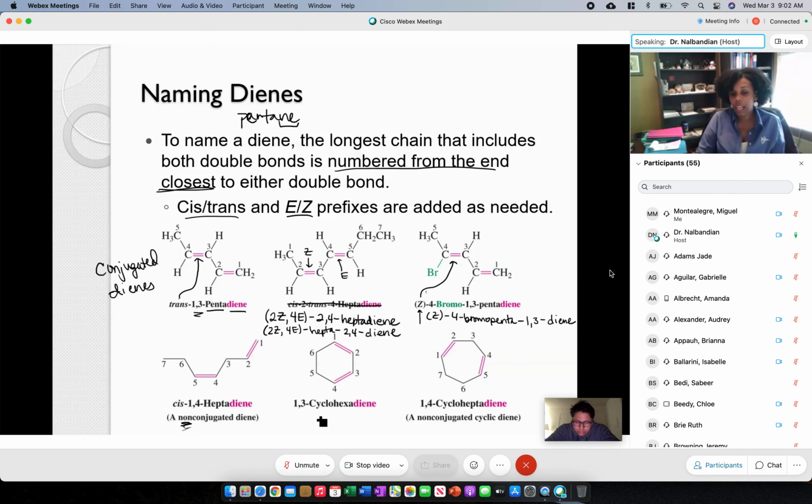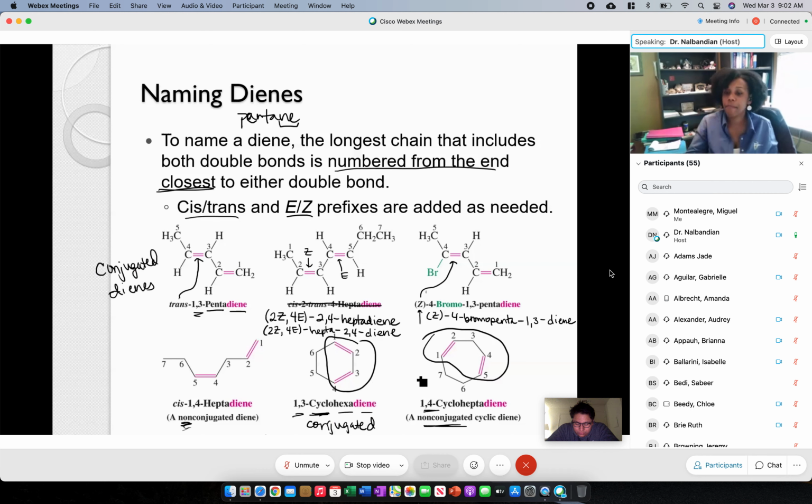We can also have them in a ring. So here, this would be cyclohexadiene. So 1,3-cyclohexadiene. Or here we have 1,4-cycloheptadiene. This is non-conjugated. So this would be conjugated because of this portion of it, double, single, double. It doesn't matter that we have these other carbons on the other side. This would still be a conjugated diene. And then the other one would be non-conjugated, because our shortest distance between the two, we don't have the double, single, double repeating.